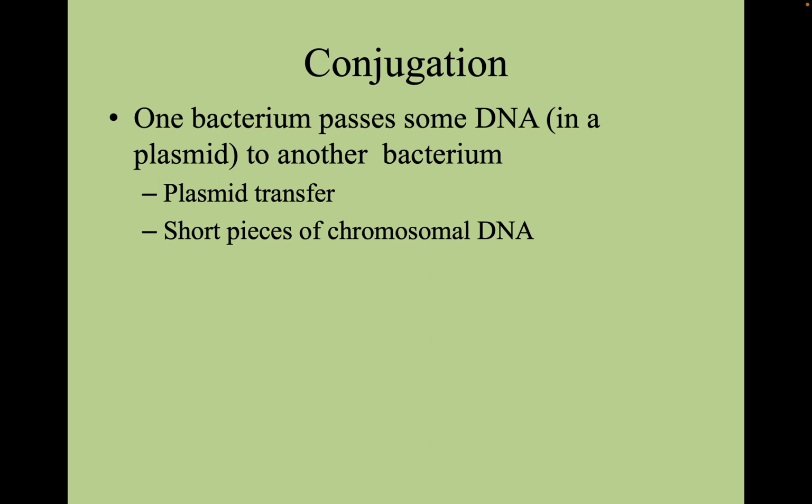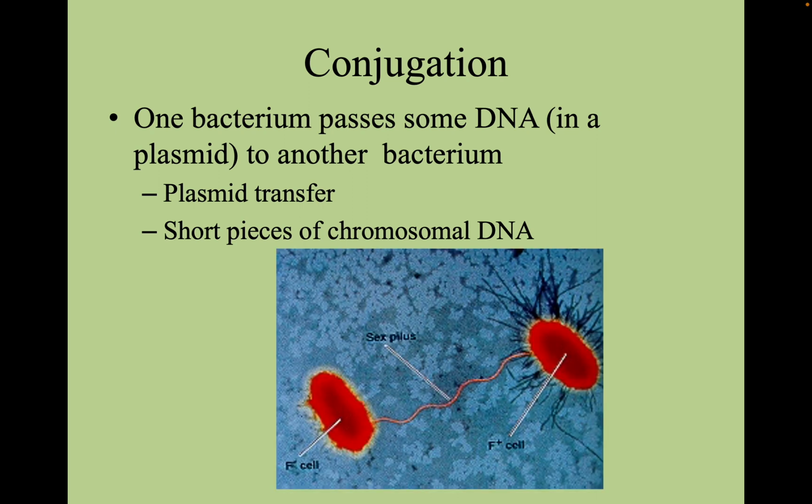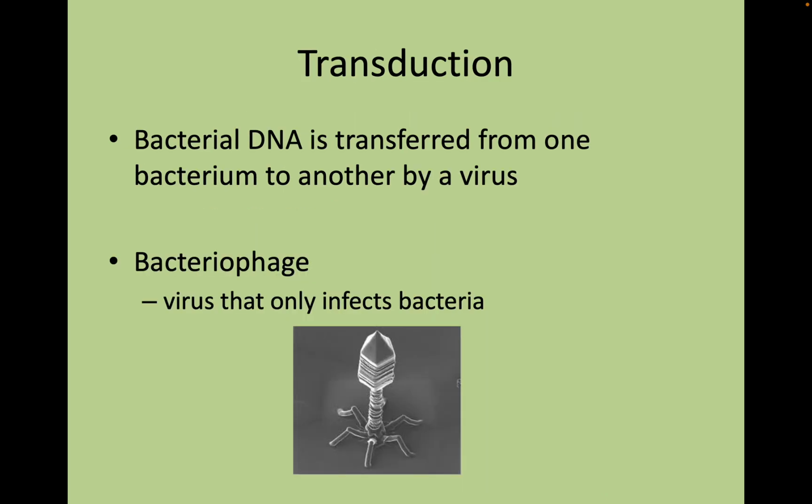All right, another way that genetic change can occur is through conjugation. One bacterium passes some DNA in a plasmid to another bacterium. This involves plasmid transfer or sometimes short pieces of chromosomal DNA. And conjugation, as the name implies, always includes this structure, a sex pilus, a structure going from one bacterial cell to another bacterial cell, and genetic information is transferred through the sex pilus from one cell to the other.